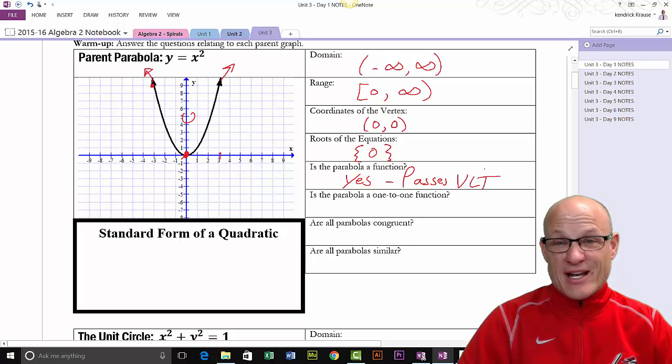Which is to say, for each and every input, for each and every output, there exists one input. How's that work?